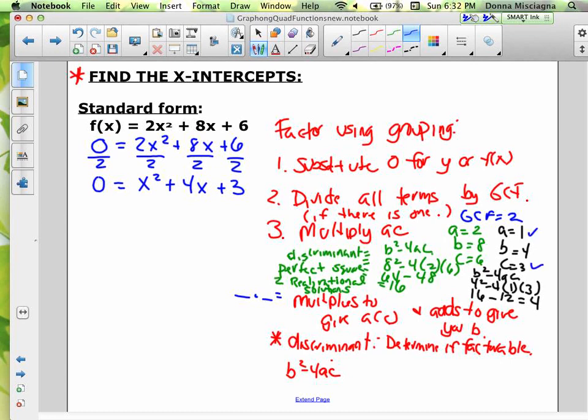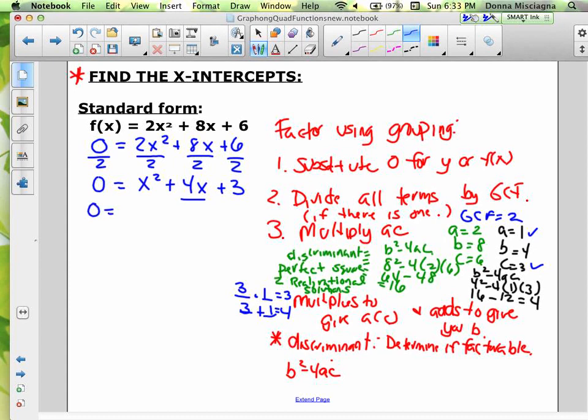Why would I use the unreduced one, right? So a is 1 and c is 3. 1 times 3 is 3. So we need two numbers that multiply to give us 3, but add to give us 4. Well, that would be 3 times 1 is equal to 3, and 3 plus 1 is equal to 4. All right, so that means we're going to replace the 4x with a 3x and an x.